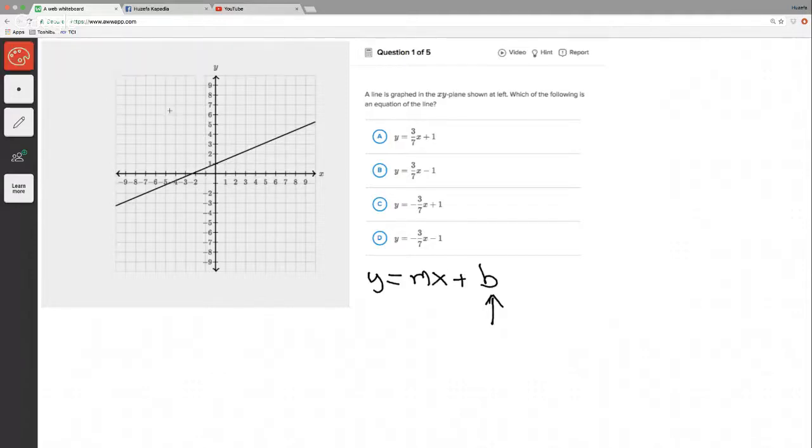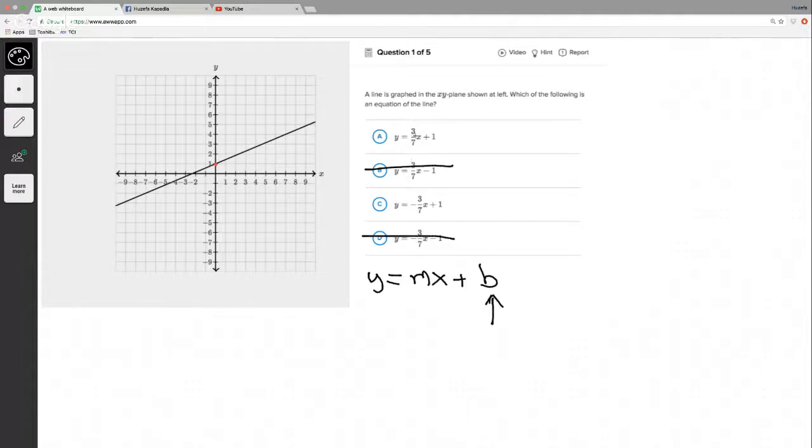Well, where is the y-intercept? The y-intercept is where this function hits the y-axis. And that's right there. And it hits it at +1. So that means the b value has to be +1. In D, it's -1. Goodbye. B, it's -1. So those two are gone. Because remember, a -1 is the same as a -1. Now let's look at A and C. So A and C are viable options.